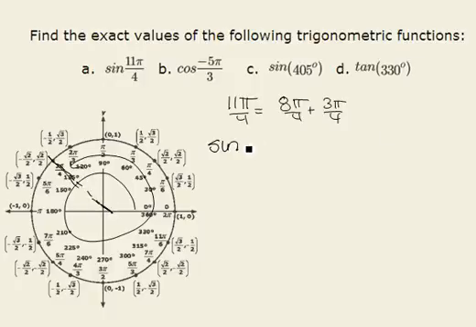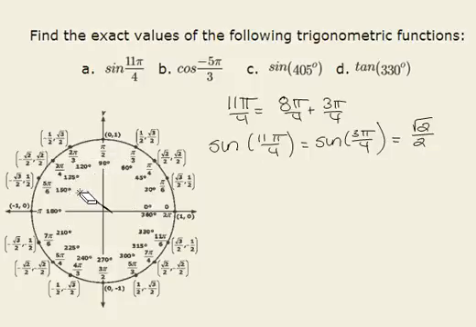Therefore, the sine of 11 pi over 4 is equal to the sine of 3 pi over 4. In quadrant 2, sine is positive, giving us the y value of the square root of 2 over 2. To look at the next one, we want the cosine of the opposite of 5 pi over 3.